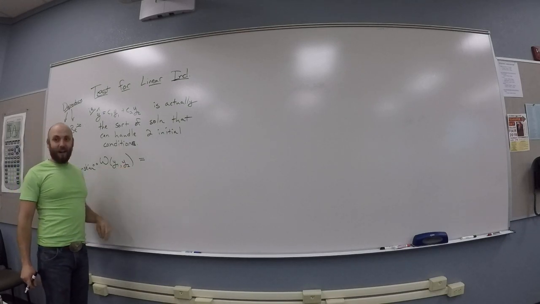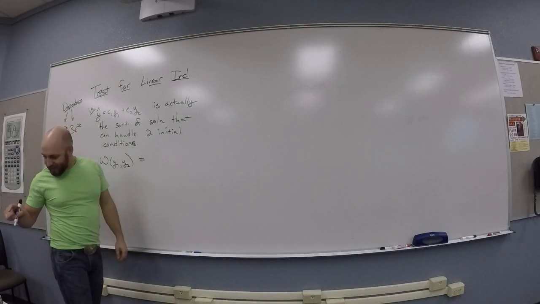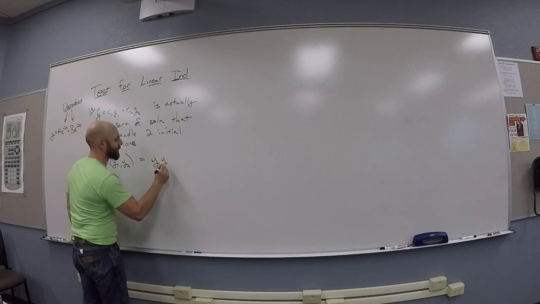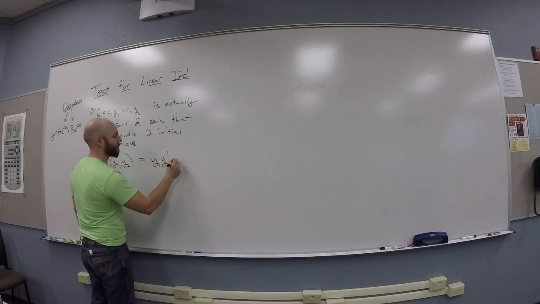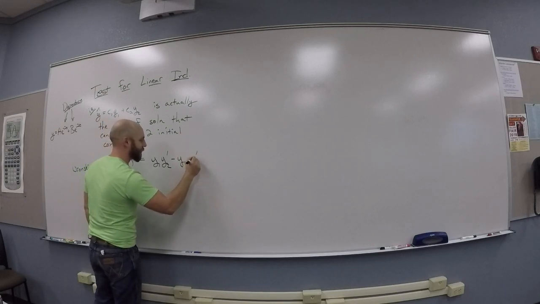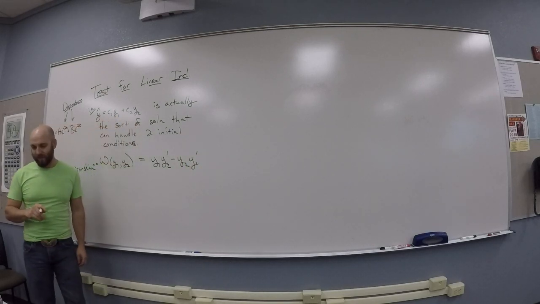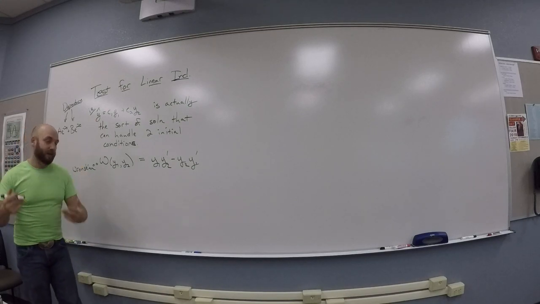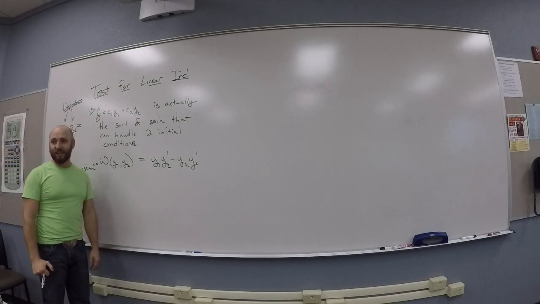Anyway, the Wronskian of two functions is the first function times the second function's derivative minus the second function times the first function's derivative. And if that's 0, then we have problems. And then you check if this is 0.